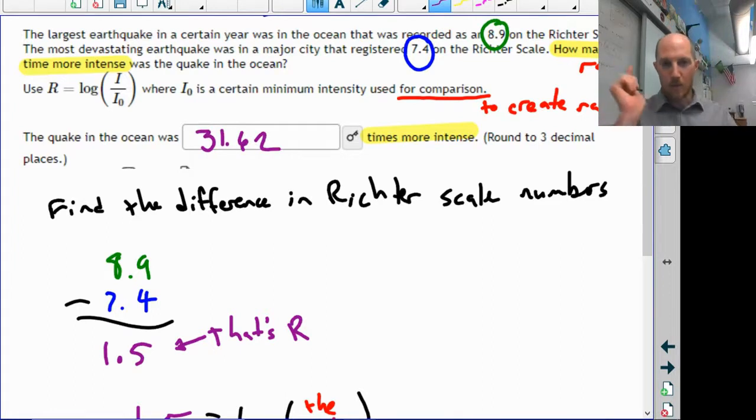Okay, that magnitude 8.9, the Richter scale magnitude, what it actually is telling us is, if we use the log scale that I talked about earlier, what it's referring to is that log scale. So an 8.9 on the Richter scale is 31 times more intense than a 7.4 on the Richter scale.